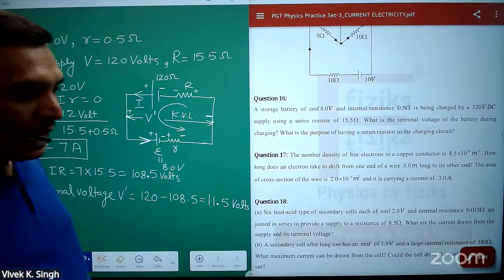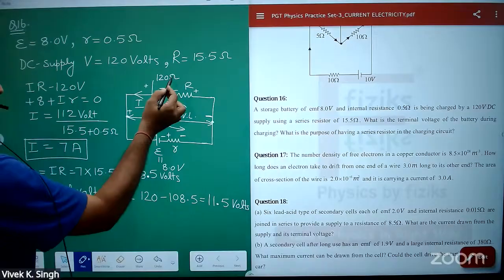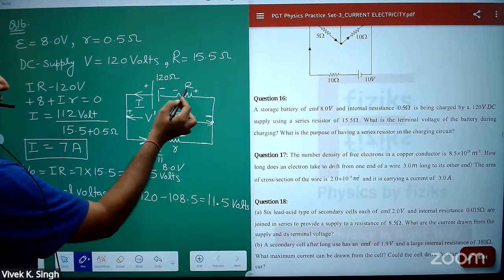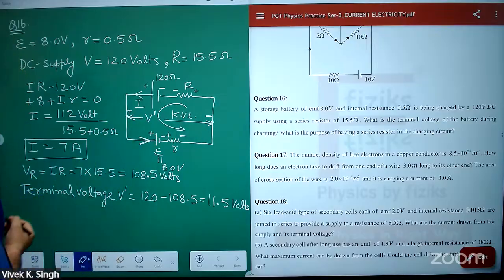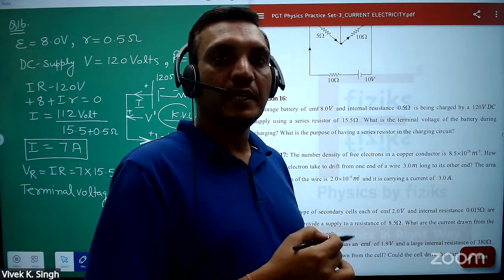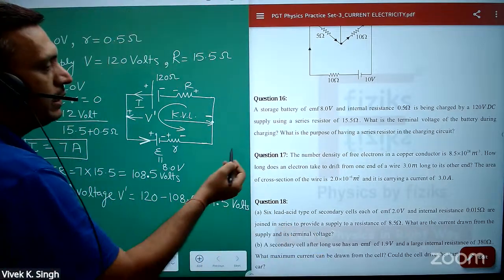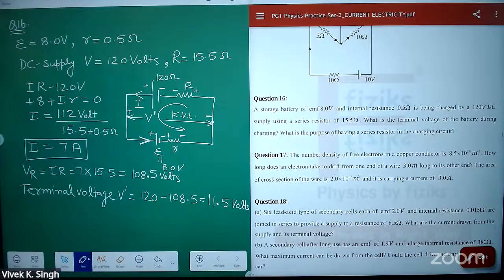And the R will simply limit the current. Without this R, current will be very high. So the use of this R is to limit the current. If R is absent, current drawn will be extremely high. So just to limit the current, we have used the resistance R. Is it clear? So note it down.